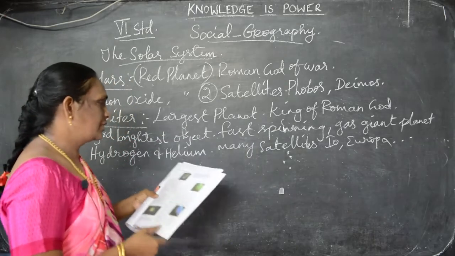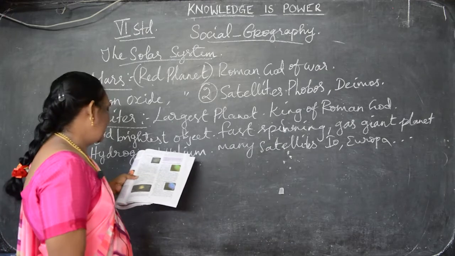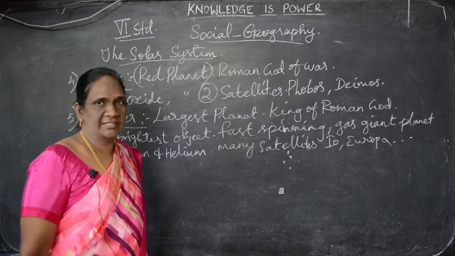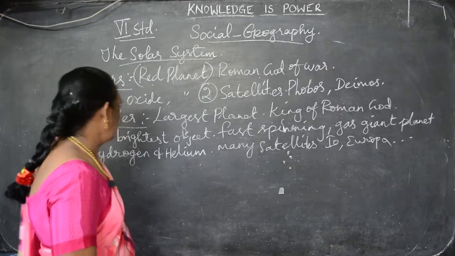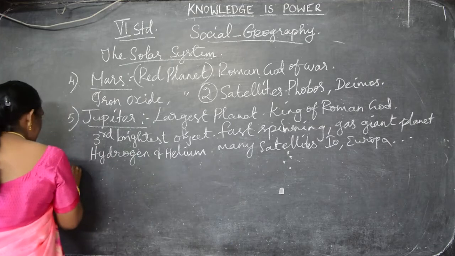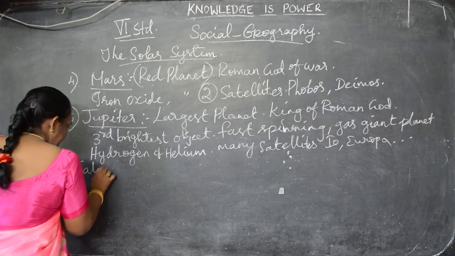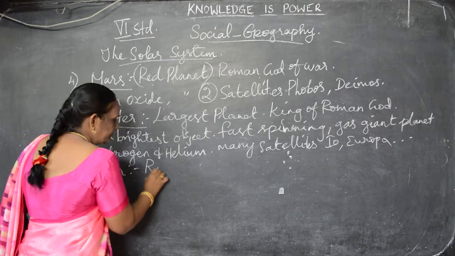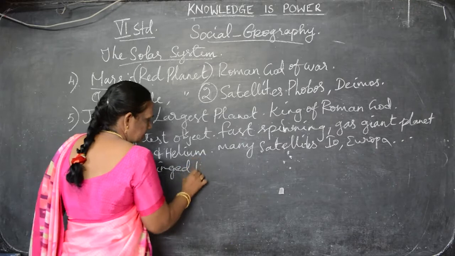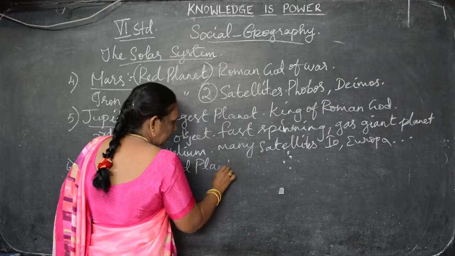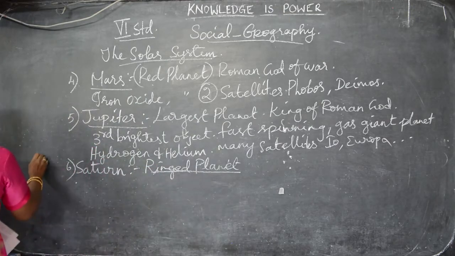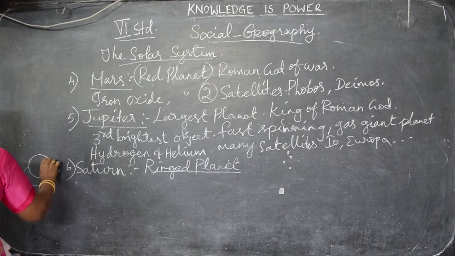So many satellites are there, like Io, Europa, Ganymede and Callisto are a few of the important satellites, the biggest satellites in the planet Jupiter. And the next planet, the sixth planet, is Saturn. It is called the ringed planet. Why? If the planet is like this, you can see the rings.